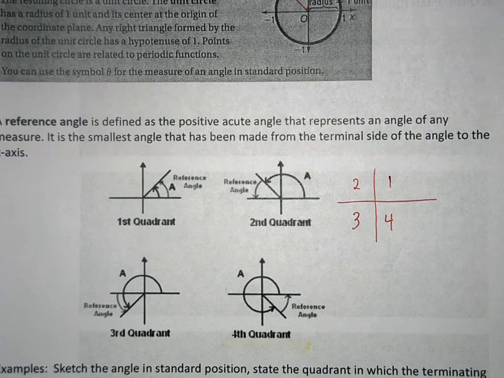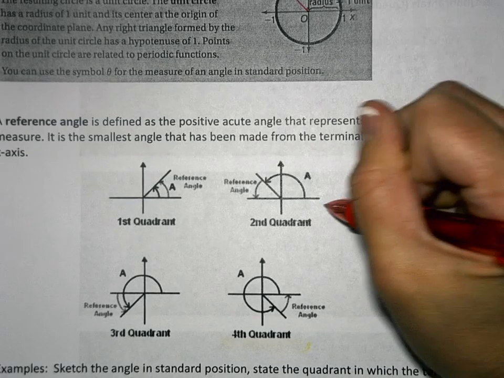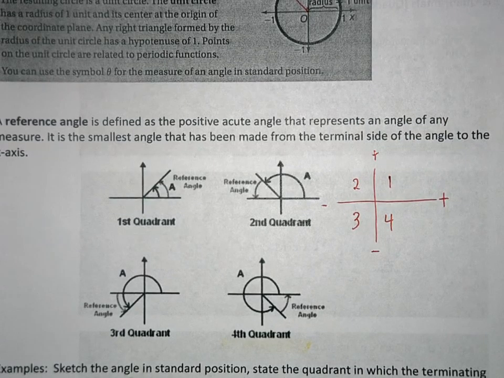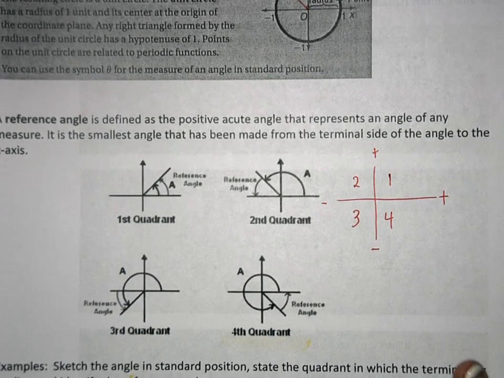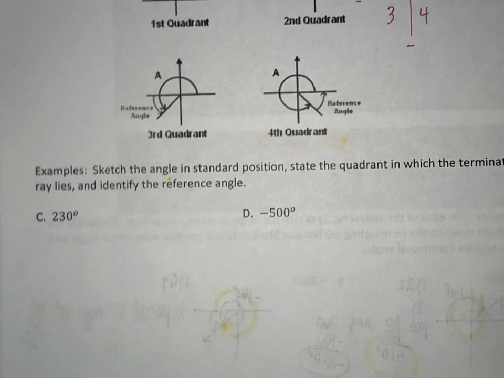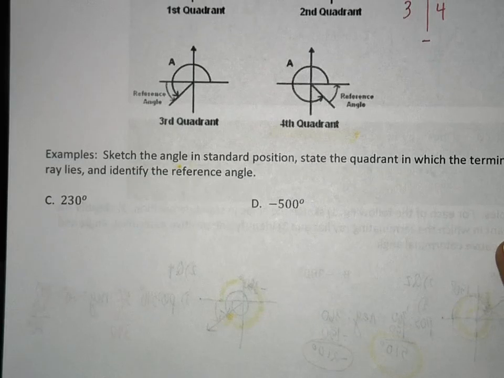Another thing that you want to always remember is that going to the right is positive, left is negative, up is positive, down is negative. Okay, so this is just like yesterday's. These examples, we want to sketch the angle in standard position, state the quadrant, and then give the reference angle.